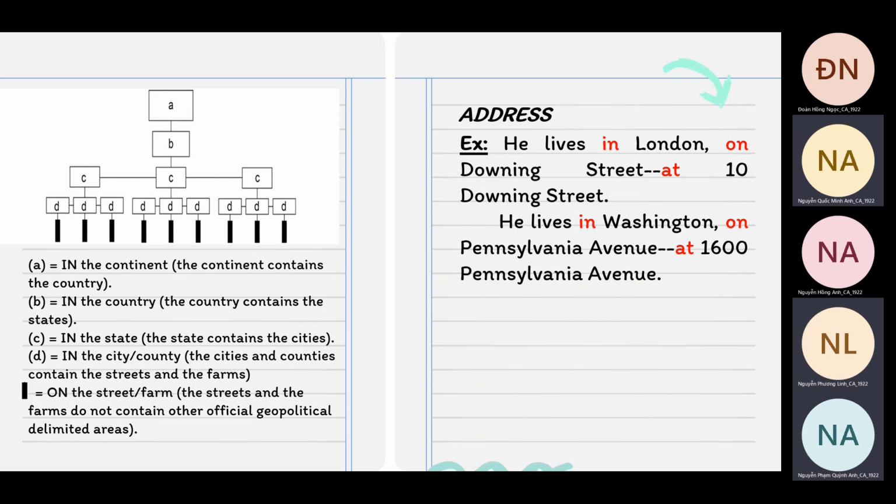So, what about the addresses on the streets? Addresses are specific points related to a place. They are not regions but zero-dimensional points of reference. The examples below show how in, on, and at interact as prepositions of location. He lives in London on Downing Street at 10 Downing Street. He lives in Washington on Pennsylvania Avenue at 1600 Pennsylvania Avenue.